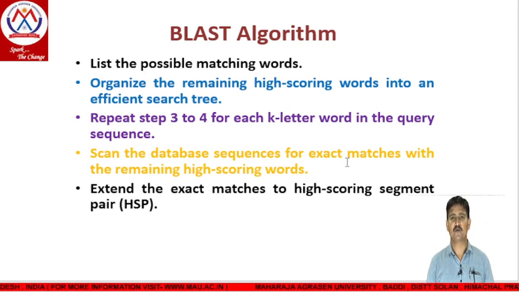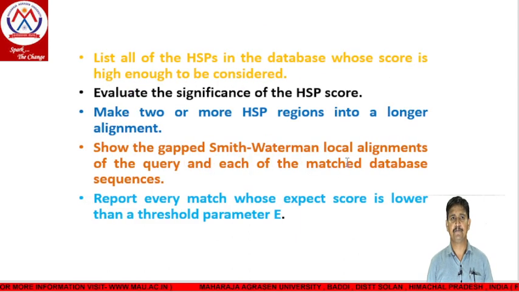Extend the exact match to the high scoring segment. Then again we extend the exact match to the high scoring segment of the sequence present in the database. List all the HSPs in the database whose score is high enough to be considered. Then we make a list of the high scoring sequences present in the database, whose score is high enough to be considered for the alignment.